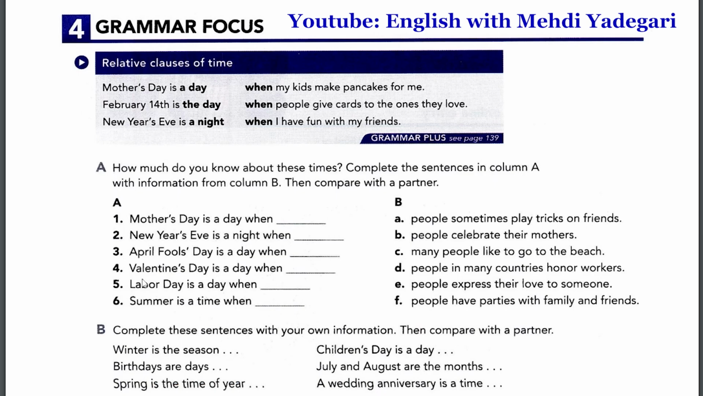Number 4. Valentine's Day is a day when people express their love to someone.